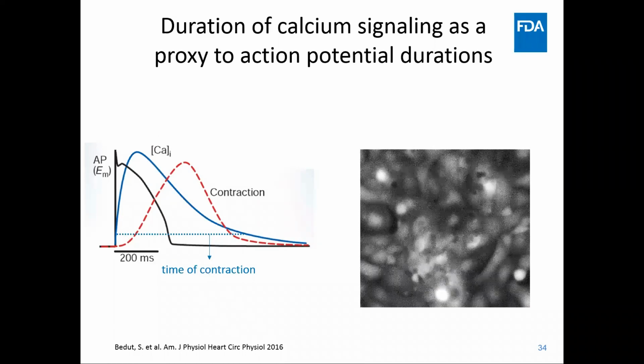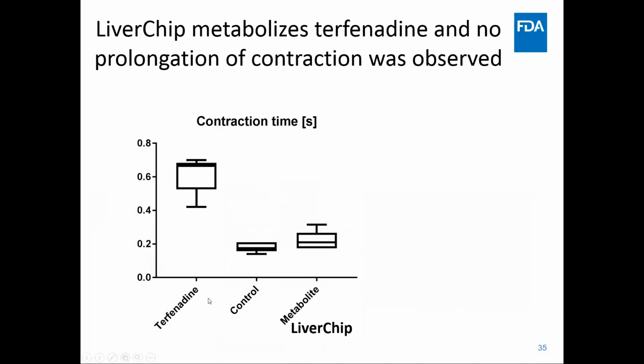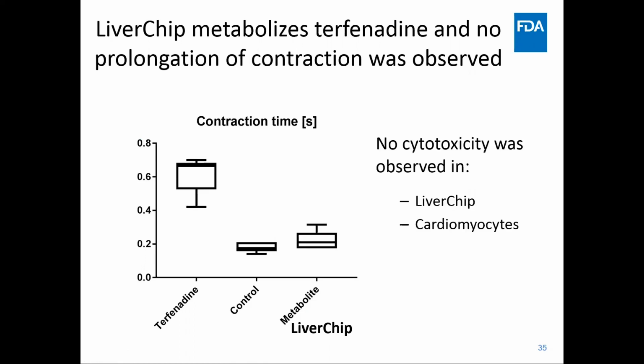And this is the data that we got. So when we add terfenadine alone to the cardiomyocytes, we see an increase of the contraction time relative to control, which is the mechanism that is known to occur when terfenadine is added to these cells. However, when the drug is metabolized in the liver chip, we don't see that increase, and therefore we think that it is safe after being metabolized as expected. So just a quick note, no cytotoxicity was observed in this experiment in the liver chip or cardiomyocytes. We tested for that.